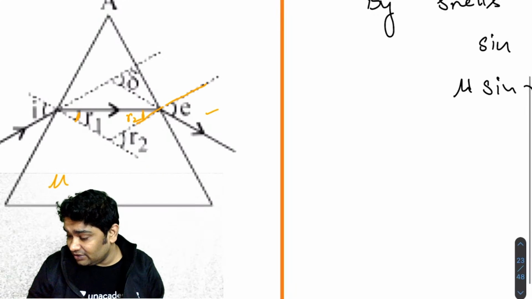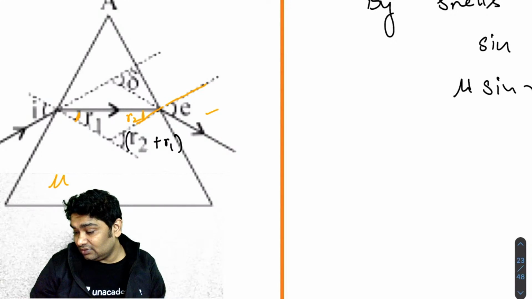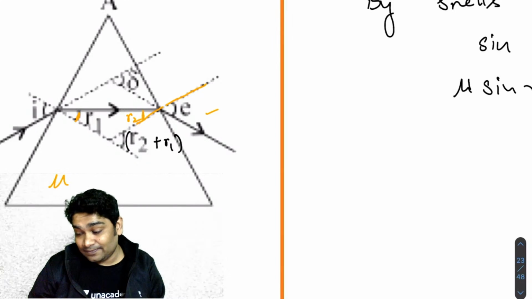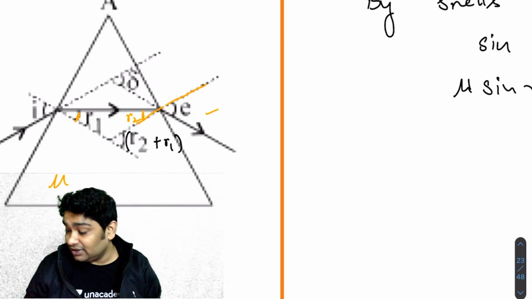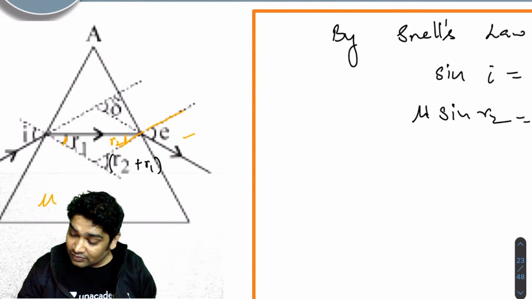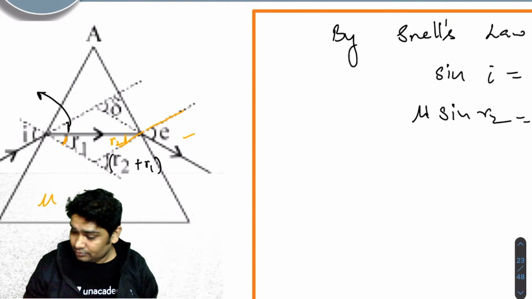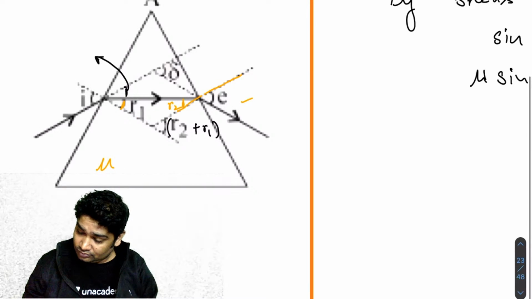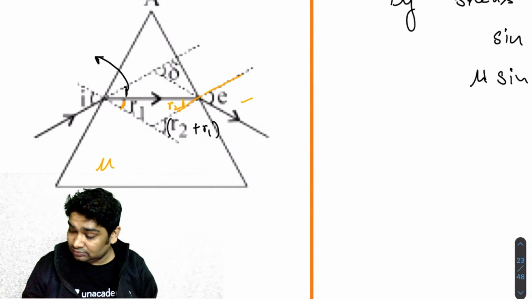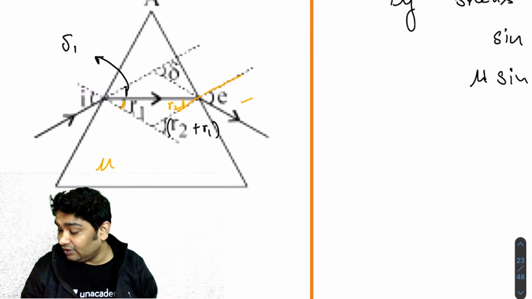So this essentially would have been R1 plus R2, since this is the exterior angle of this triangle. Anyhow, let's forget that. Now, if I look here, what will be this angle? This would have been delta 1, and finally this angle would have been delta 2.